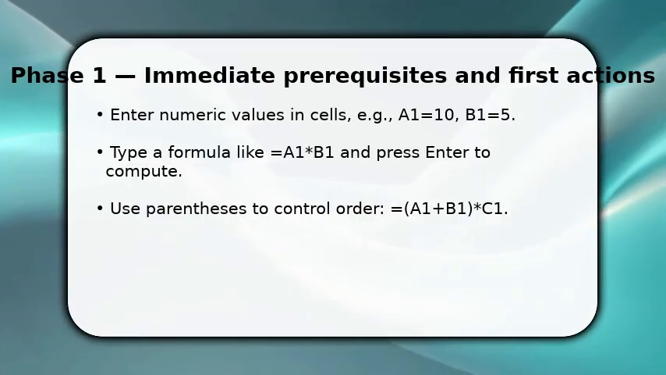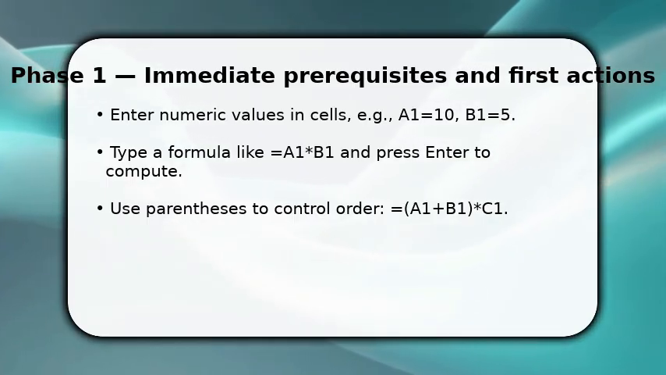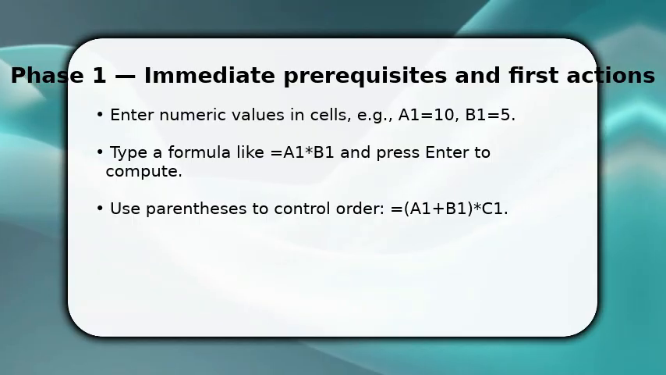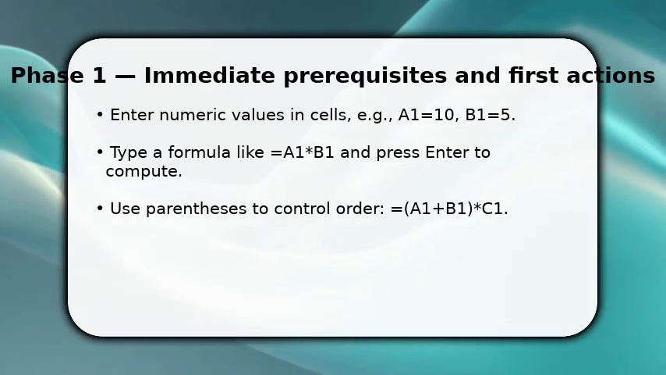You begin by putting numbers into cells. Pick A1 and B1 now. Next, click an empty cell and type =A1*B1. This tells Excel to multiply those two. Once done, press Enter and you'll see the product.